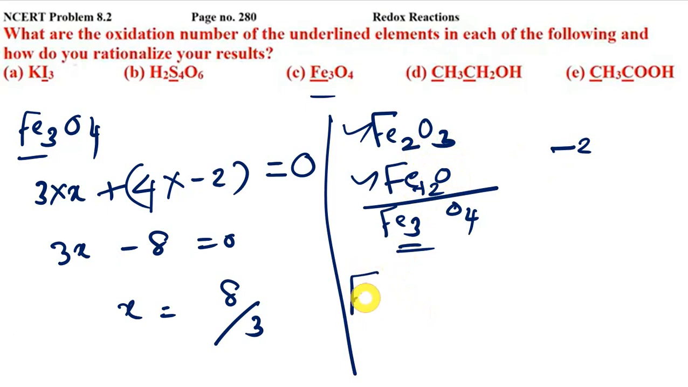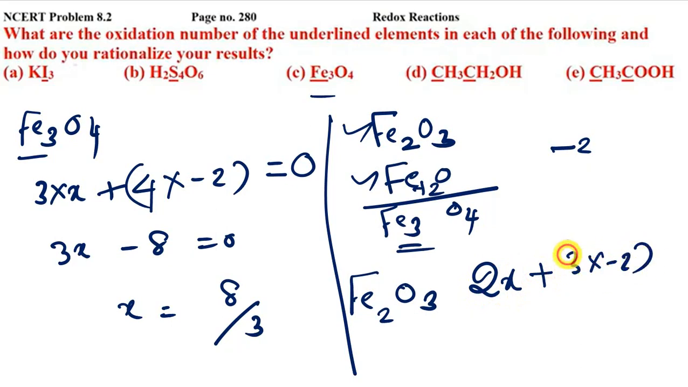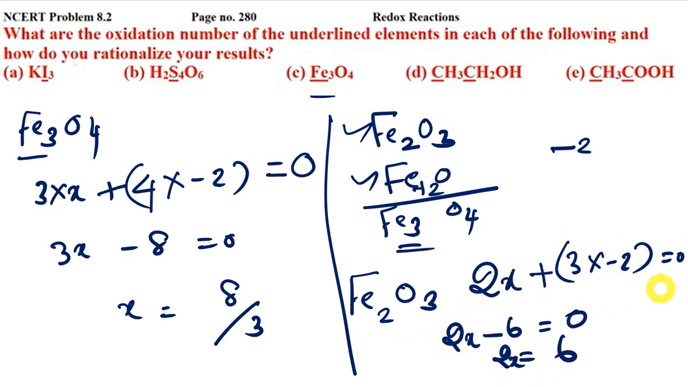In the case of Fe2O3, we can take it as 2 into x plus 3 into minus 2, that is equal to 0. So this can be written as 2x minus 6 is equal to 0. So 2x is equal to 6. So x is equal to 6 by 2, that is equal to 3. So here this is in plus 3 oxidation state. Here this is in plus 2 oxidation state. Got it? So this is the reason for Fe3O4.